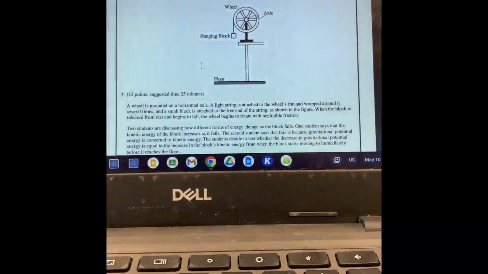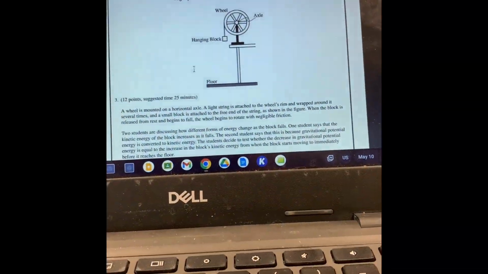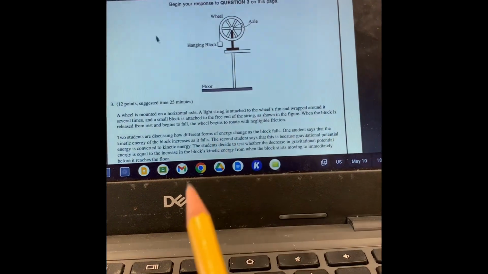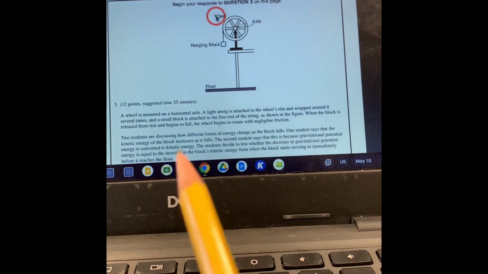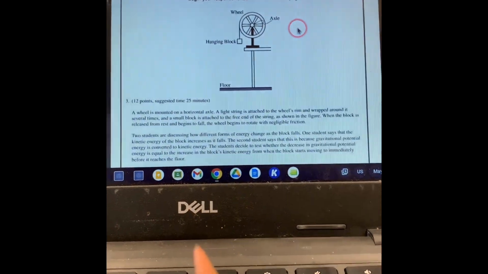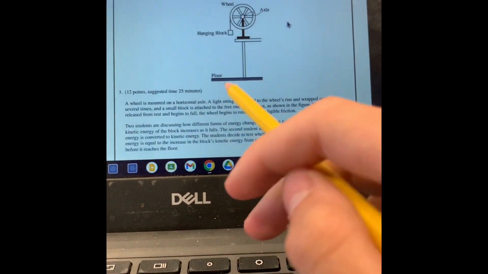This video will be breaking down how to do the Experimental Design FRQ. So I'm looking at last year's FRQ for the Experimental Design. So this is the one that they had last year. So it's a wheel, axle, and hanging block on the floor.